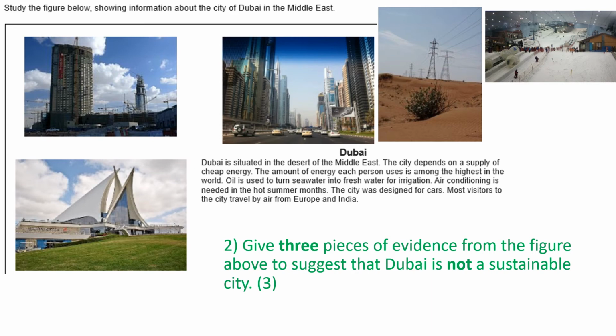You've also got some photos, don't ignore those. We've got an indoor ski slope. Think about the kind of energy that's going to use in order to keep the snow frozen. Remember, we're in the desert here. We've got a picture showing the electricity pylons that are having to travel great distances across the desert. We've got a picture showing lots of skyscrapers, cars, very little green space, and so on. So I want you to pick 3 pieces of evidence now to suggest that Dubai is not sustainable. Pause the slide, write your 3 bits of evidence and make sure you have explained them, please. I will then show you the mark scheme. So please pause now. Ready for the mark scheme.